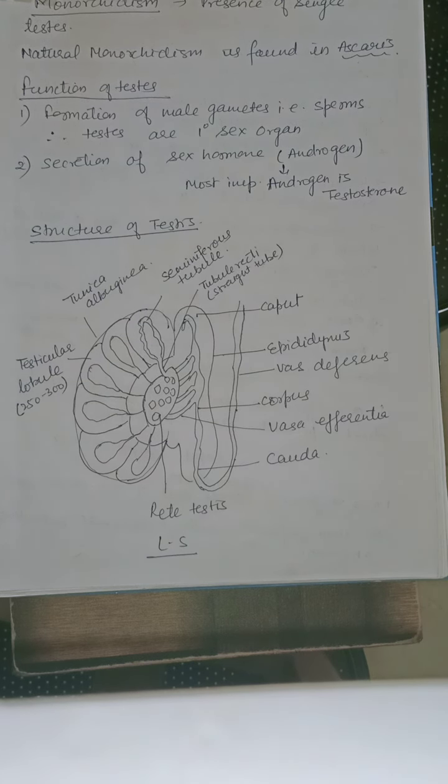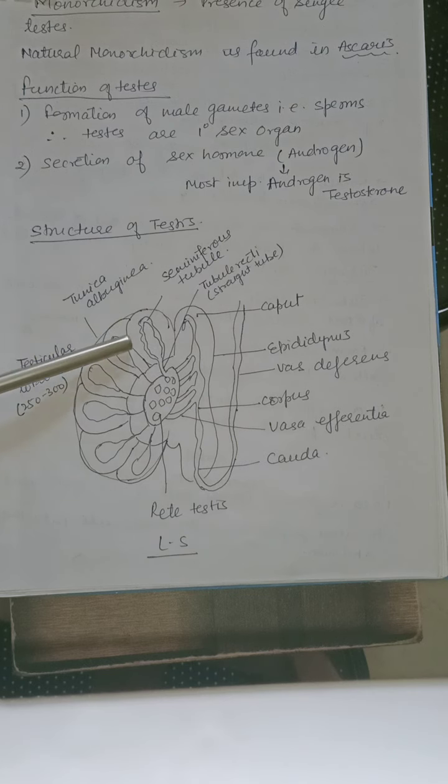Now children, this is very important. This is the diagram of the testis, LS of testis, and this can come in the board exam under 3 marks or 5 marks with explanation. In this diagram I have shown the longitudinal section of the testis. See, the outer covering of the testis is known as tunica albuginea.